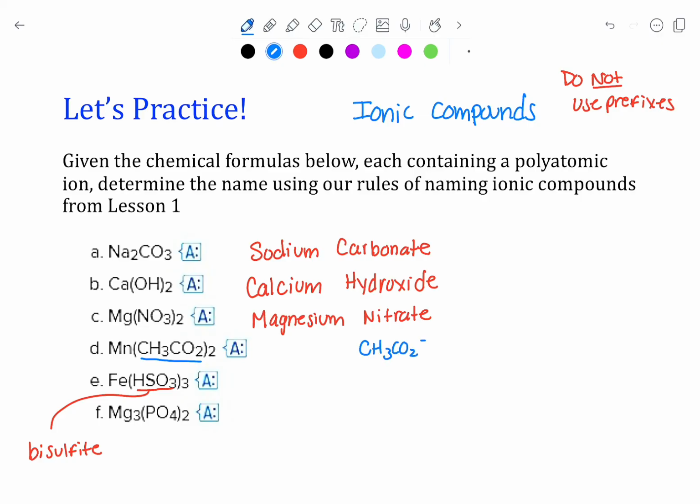CH3CO2 with a -1. We know from the formula that there's 2 of them, so we get CH3CO2-, there's 2 of those. So we have an overall contribution of 2-. So if there's only 1 manganese, because our formula says there's only 1, in order to have a neutral charge, this has to be 2+. So our name would be manganese 2 acetate.